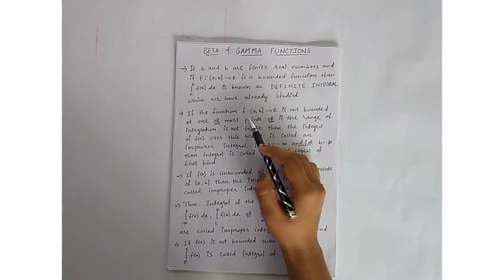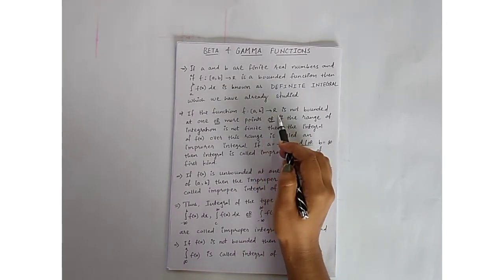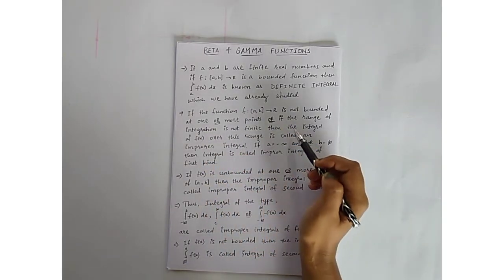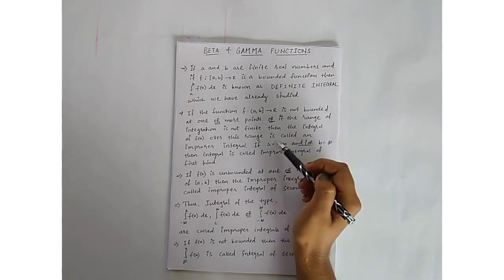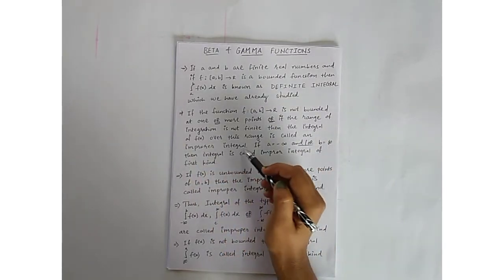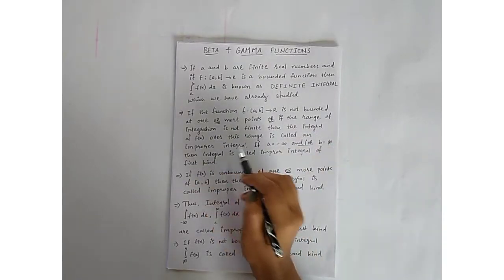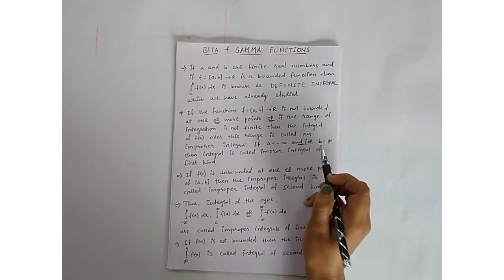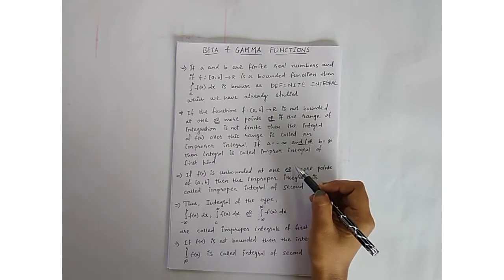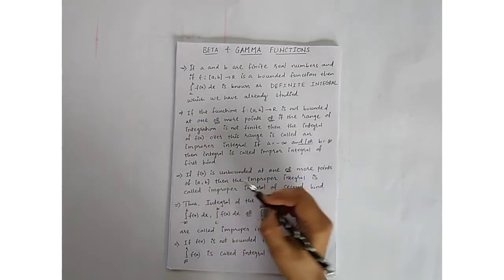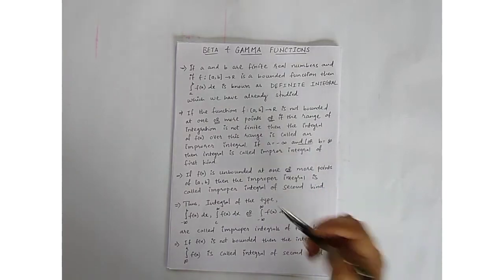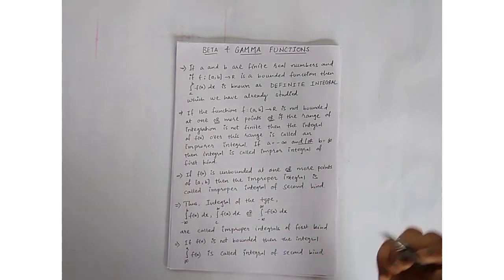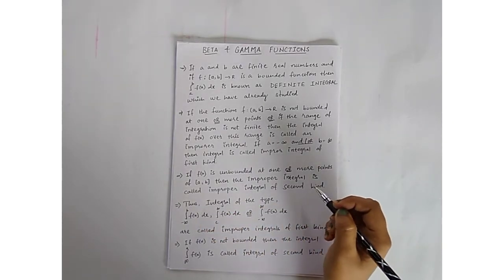If the function f from the closed interval [a, b] to the real numbers R is not bounded at one or more points, or if the range of integration is not finite, then the integral of f of x over this range is called an improper integral. So if a is equal to minus infinity or b is equal to infinity, then the integral is called an improper integral of the first kind. And if f of x is unbounded at one or more points of the closed interval [a, b], then the improper integral is called an improper integral of the second kind.